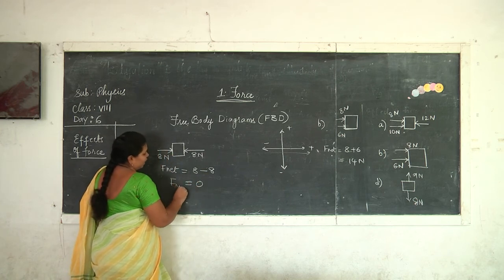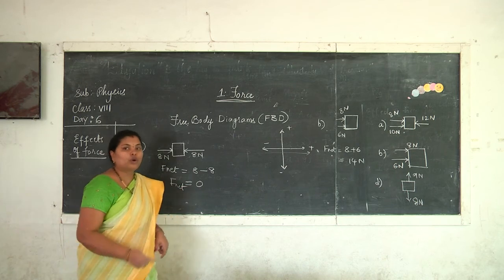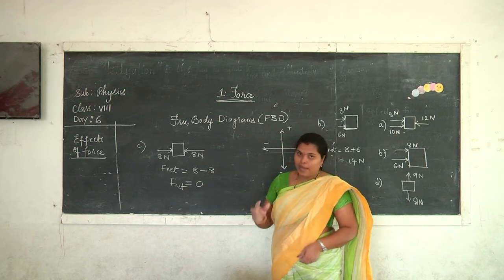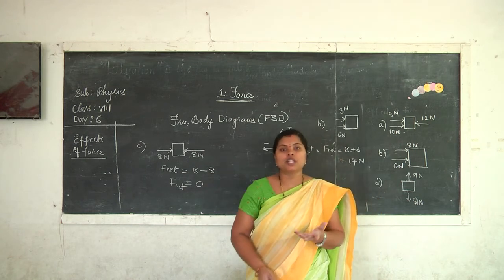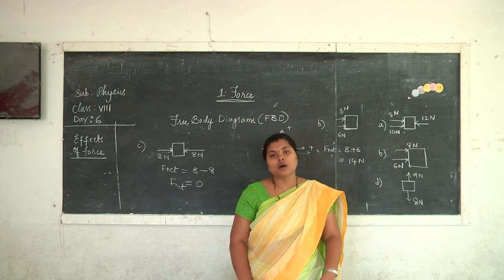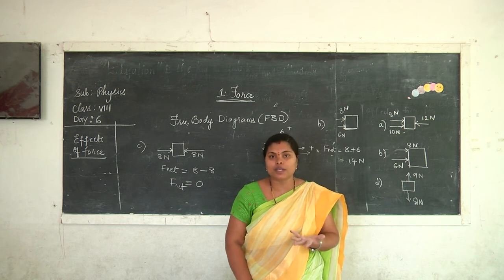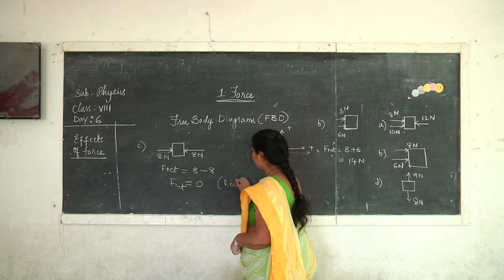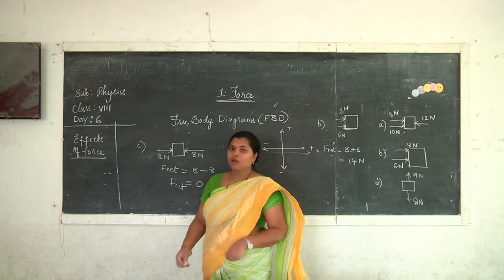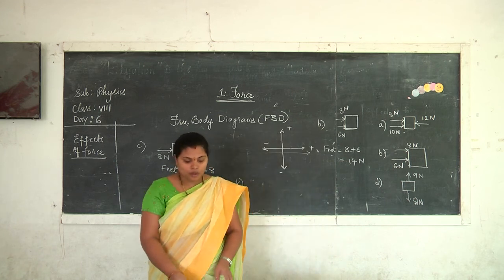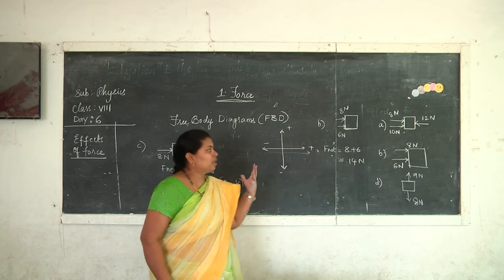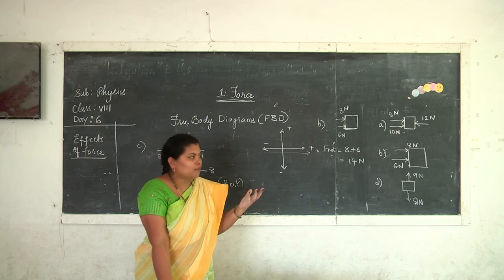Now what does this mean? If F net is 0, though two forces are acting, as both are balanced, I can say F net is 0. It means now no force is acting on the object. No force is acting on the object. It means that the object is in rest position. So this is how we will discuss it. We'll get problems like this in exams.